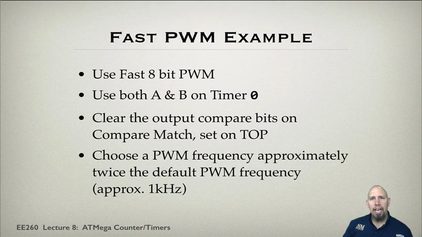When you use analogWrite in the Arduino IDE, you're actually choosing a default setting for pulse width modulation. That's just one of many possible settings. So we're going to do something a little different, at a somewhat higher frequency. The default pulse width modulation frequency for the Arduino is about 500 hertz. Actually, not quite 500 hertz, like 490 something. So we want to choose something approximately twice that.